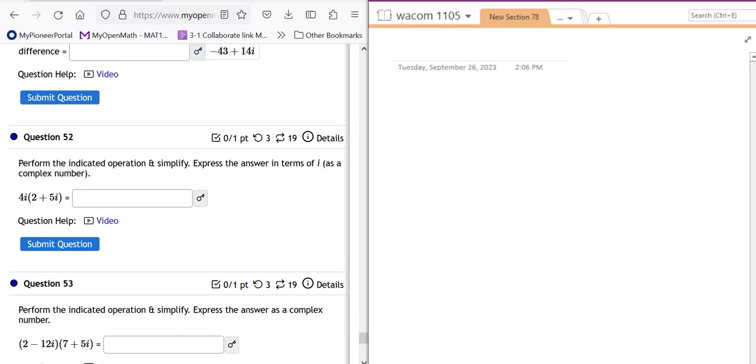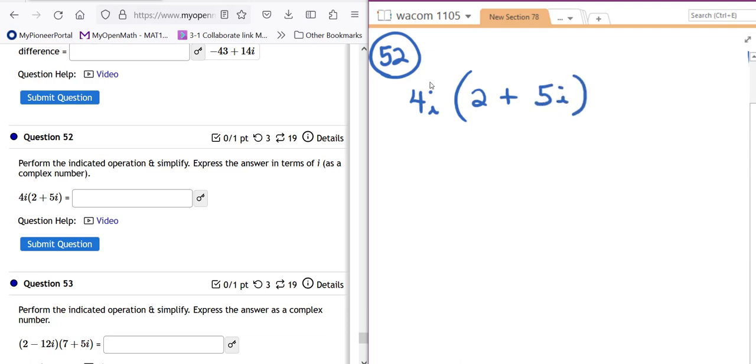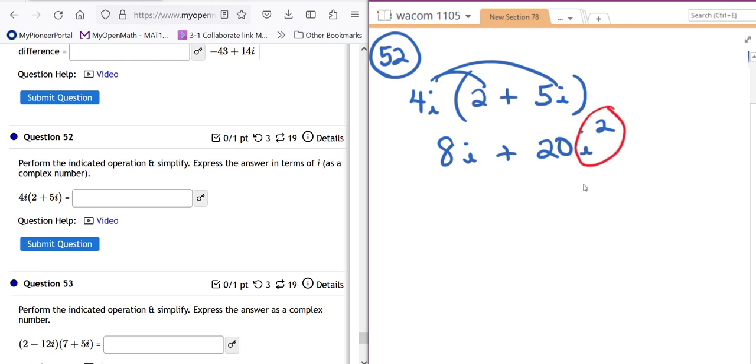All right, so next we have a multiplication with the i's. So 4i times 2 plus 5i. You just distribute. So you get 8i plus you get 20i squared. Remember, anytime you get i squared, that is negative 1. So negative 1 times 20 gives us a negative 20 there. And then there's nothing else that we can do.